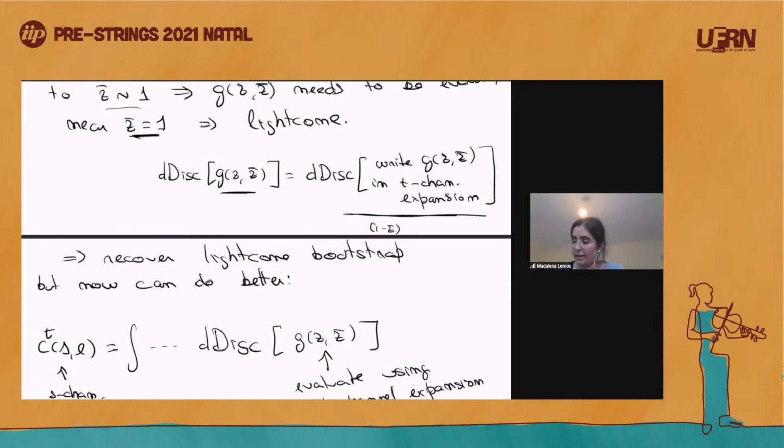And I can now comment back to the point about the subtractions. Because the double discontinuity of an S-channel block is 0, which I'm claiming, I haven't shown, but it's true, then I can forget that I had to do subtraction. So I don't even need to know what I had to subtract. Those things will just drop out.